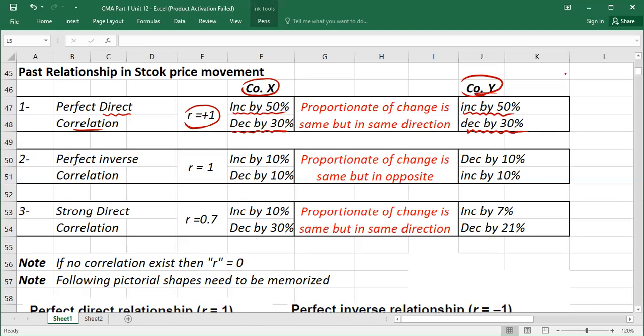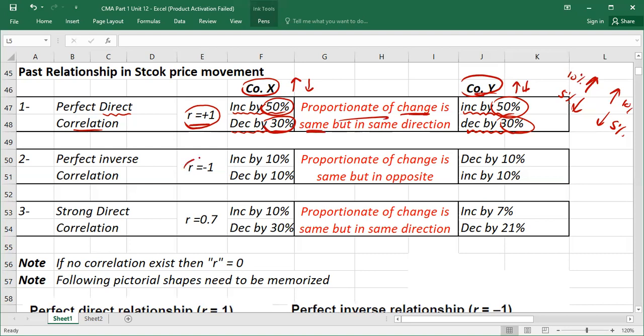Now, if you notice here, when X price goes up, Y also goes up. Understood? And you can see the proportion of change is also the same. When X price goes down, Y also goes down, and the proportion of change in both companies' prices is also the same. So this is called +1, perfect direct correlation. What is perfect direct correlation? Both variables are moving in the same direction. Both will go up or both will go down, and they are changing in the same proportion. For example, if one increases by 10%, the second also increases by 10%. If one decreases by 5%, the second also decreases by 5%. So both variables move in the same direction and their proportion of change is also the same. So this is called perfect direct correlation.